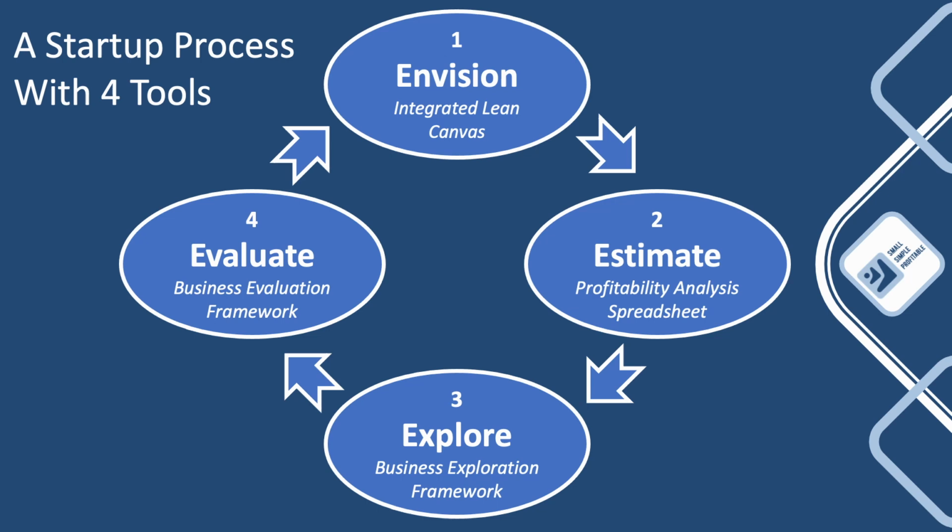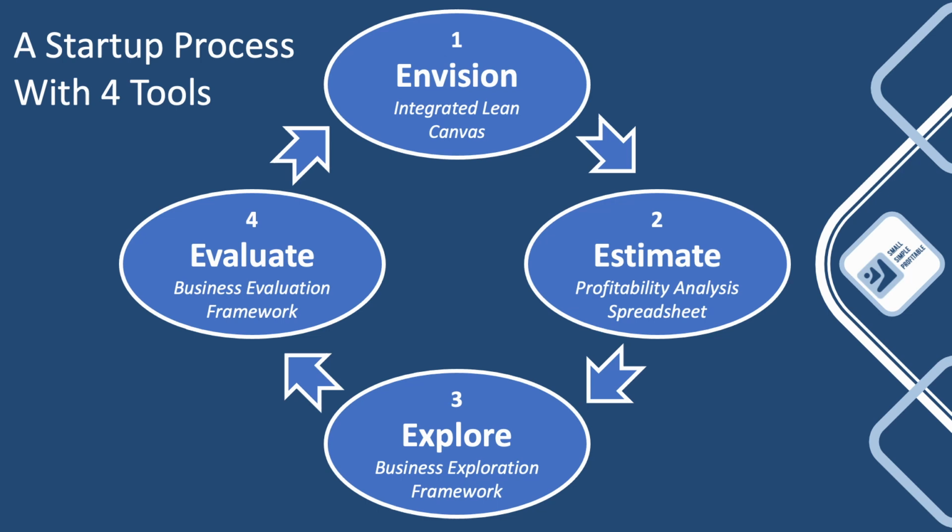Let's review where this tool fits in the 4-step process for launching a new business. In Step 1, the Envision step, you can outline your business model by using the Integrated Lean Canvas tool. In Step 2, the Estimate step, you can calculate the profit potential of your business by using the Profitability Analysis Spreadsheet. In Step 3, the Explore step, you can decide which aspects of your business you should investigate next by using the Business Exploration Framework. This is the tool we will look at in this episode.